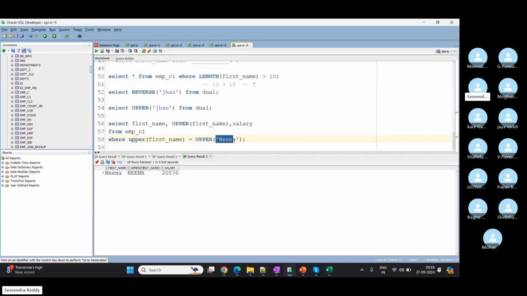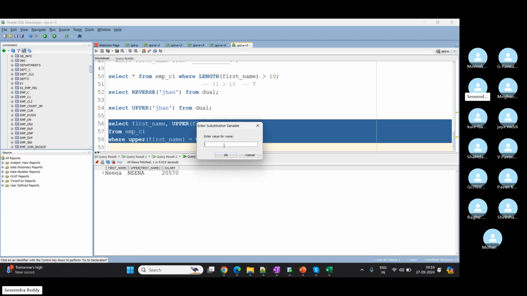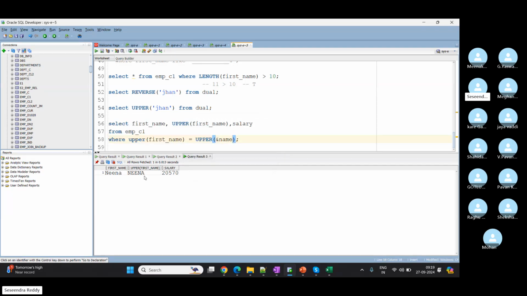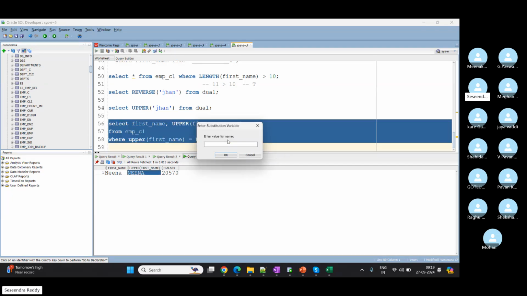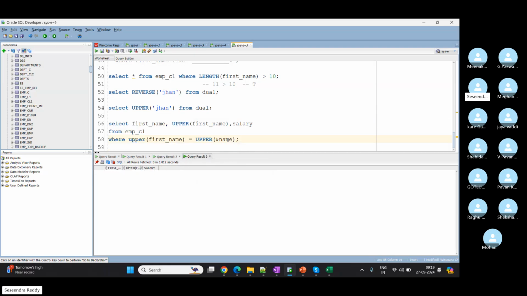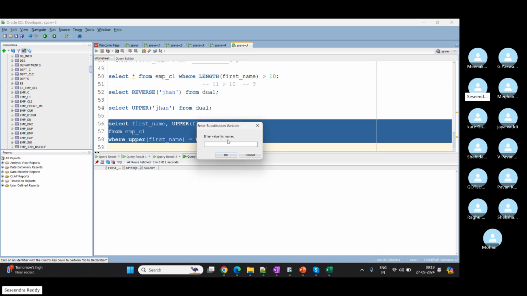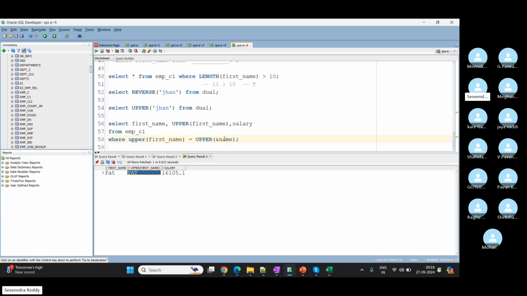Okay, and this can be a runtime value, a runtime parameter. So let's say name. So upper name, right? So here I can provide Neena in lowercase. Okay, we will get that result. Again, let's say John. Maybe JH1, right? JO or JH. Okay, it is not matching. Okay, let's go with Pat. You see, Pat, we are getting.